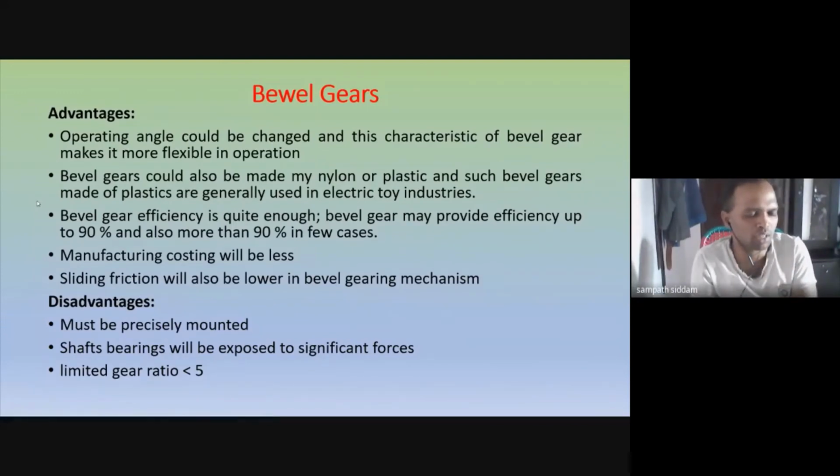Gear ratio, which we learned before, is the ratio of the number of teeth of your gear to the pinion, which we generally call the gear ratio. If it is less than 5, then you'll go with bevel gears. If it is greater than 5, we will not go with bevel gears. There is another type of gear apart from this, that is the worm gear, where if you have higher gear ratios, higher velocity ratios, then you'll go with the worm gear. That is not a part of your syllabus.